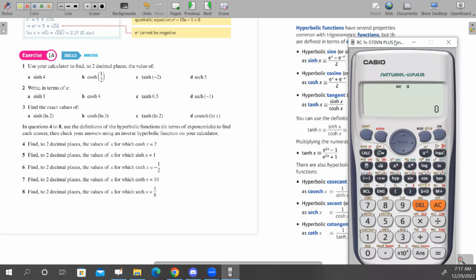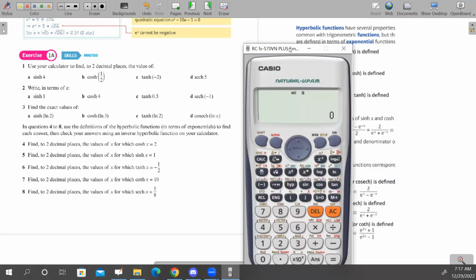In order to type sinh 4 in the calculator, let me first set the calculator to the normal mode. So now this is the normal mode of the calculator in degree mode. You need to find this option in your calculator. I can see here HYP. HYP means it's going to get me the hyperbolic functions, right? I press that button and you can see I get all these functions: sinh, cosh, tanh, and I even get the inverse.